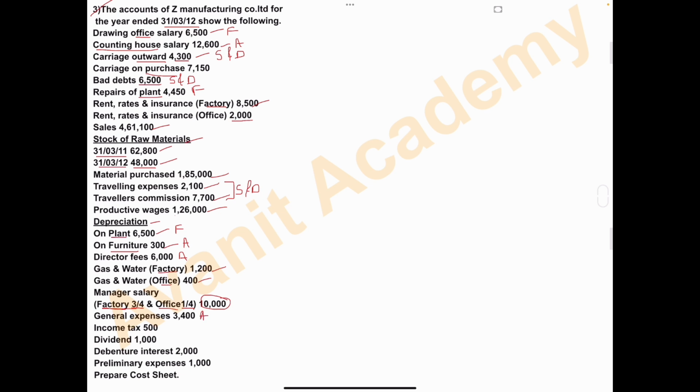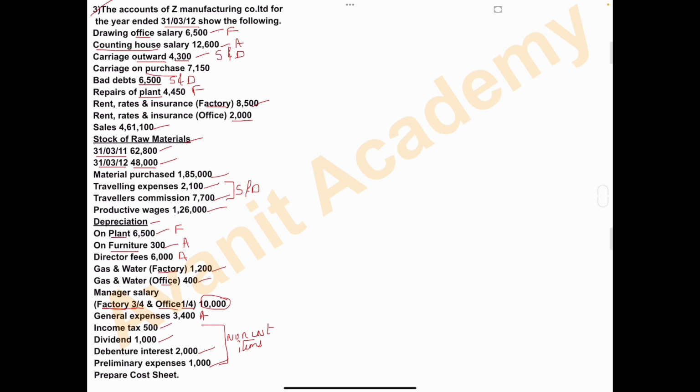The next items are income tax rupees 500, dividend 1,000, debenture interest rupees 2,000, and preliminary expenses rupees 1,000. All these items are non-cost items. We should not record them in the cost sheet because these are purely financial items.